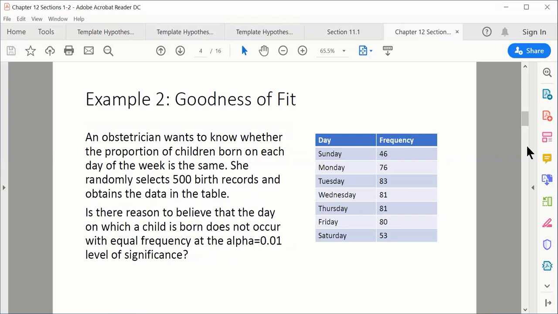Another example. An obstetrician wants to know whether the proportion of children born on each day of the week is the same. So she randomly selects 500 birth records and obtains the data that's in the table. Is there a reason to believe that the day on which a child is born doesn't occur with equal frequency at the alpha equals 0.01 level of significance? So we're going to compare this to a model where the numbers are the same instead of being different. If the model is that they're the same, we see how different this is from that.